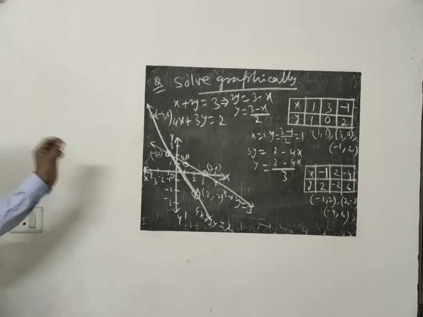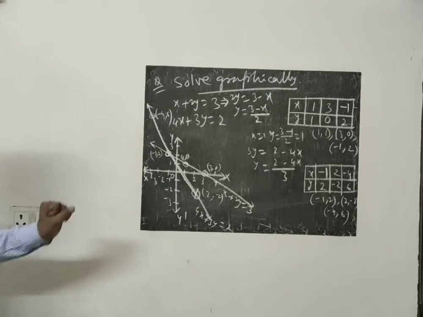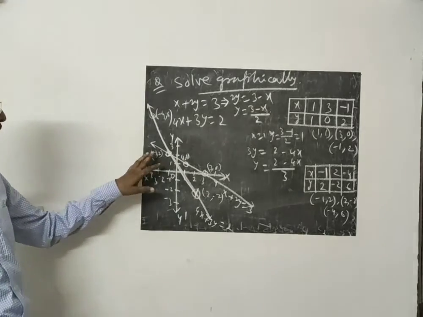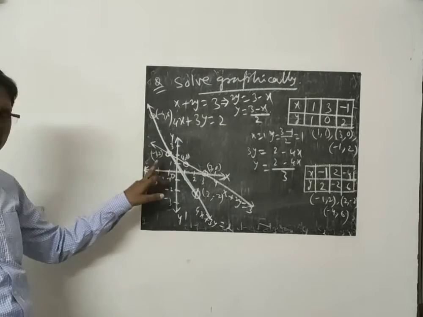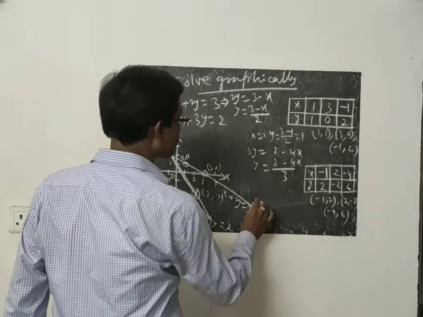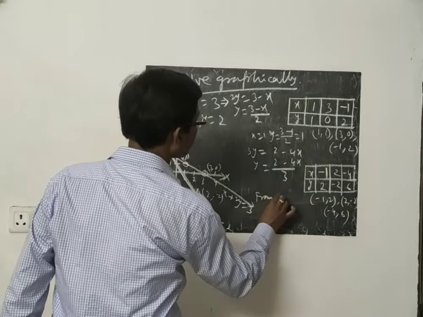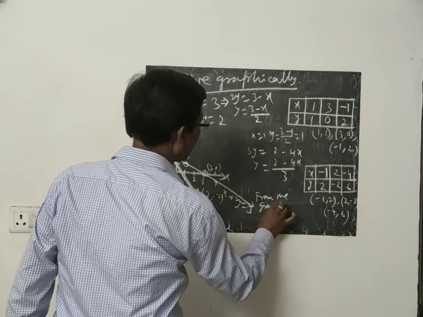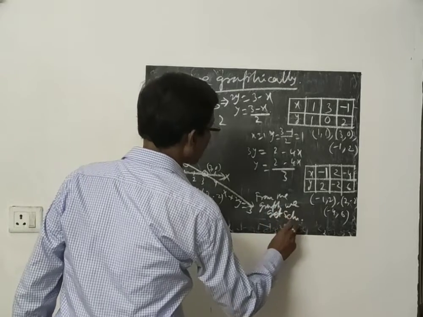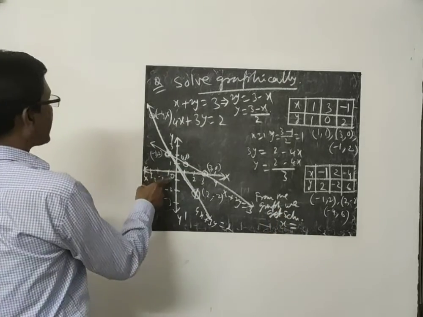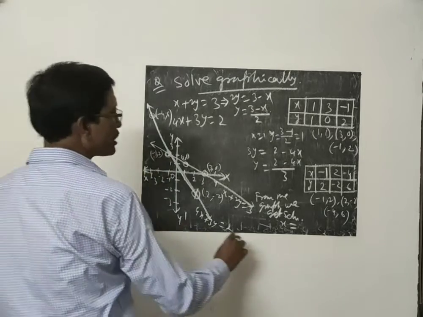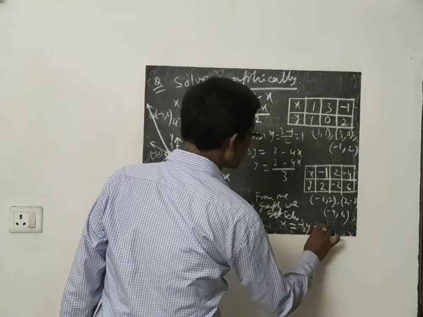So in this way we can represent the two lines, and these two lines are intersecting at one point. So it will have a unique solution, one solution. This common point is what? Here the final answer should be written: from the graph we get the solution, x equal to minus 1 and y equal to 2.